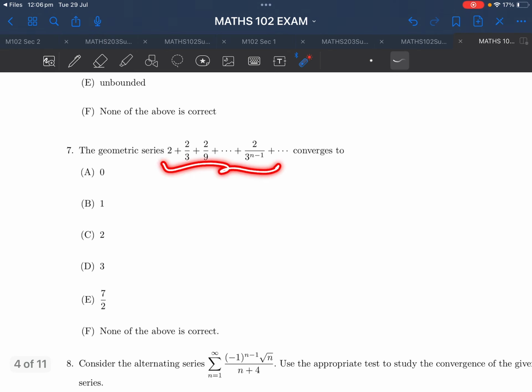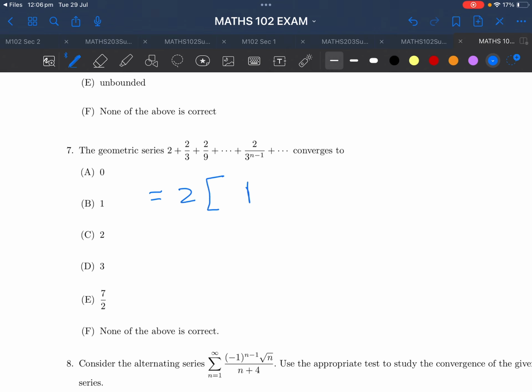Oh, geometric series, we like geometric series. And remember, if we want to do a geometric series, the first thing to do is we need to see it start with 1. So how do you start with 1? Take 2 as a common factor. So the first one will be 1. The second one will be the r.